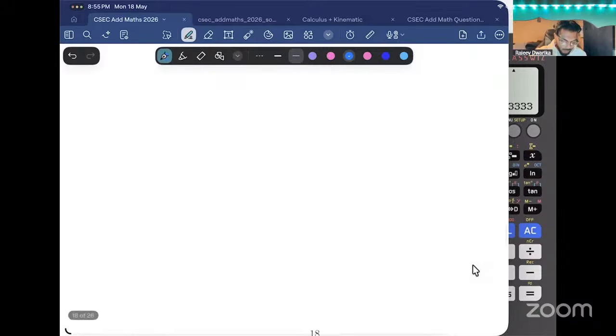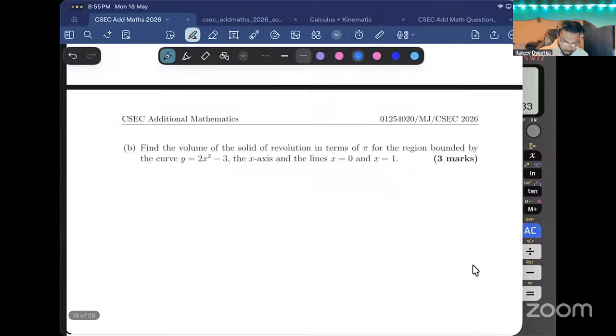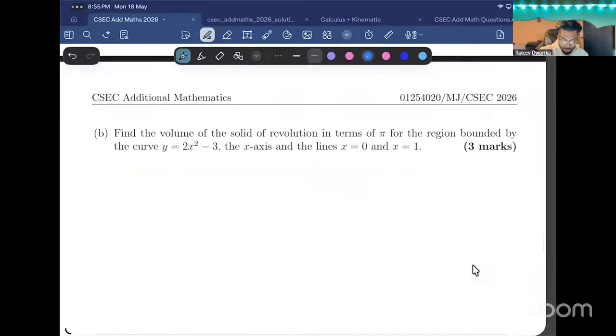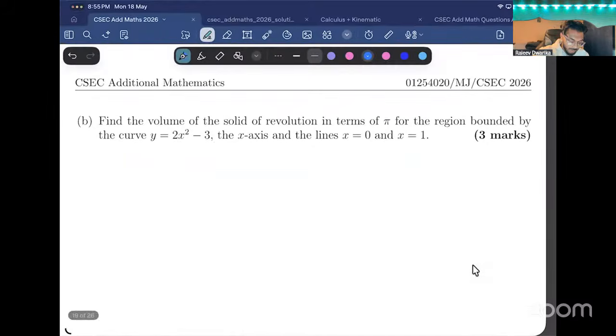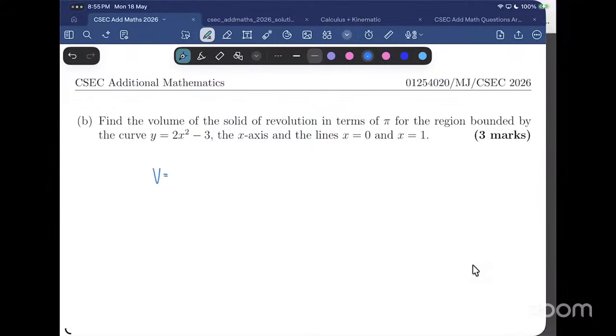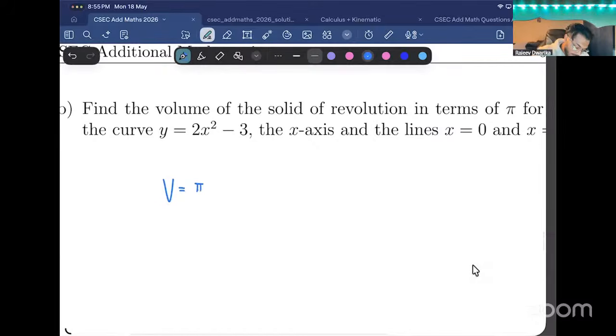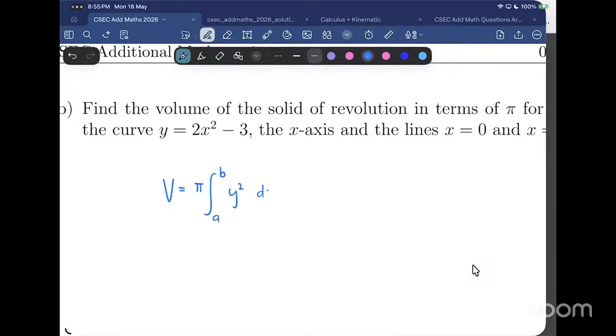Cool. Now move on. So they're saying find the volume of a solid of revolution in terms of pi for the region bounded by the curve y is equal to 2x squared minus 3, the x-axis and the lines x is equal to 0 and x is equal to 1. Alright. So if you want to find volume, it is going to be pi integral, your lower limit, your upper limit, your function squared dx.